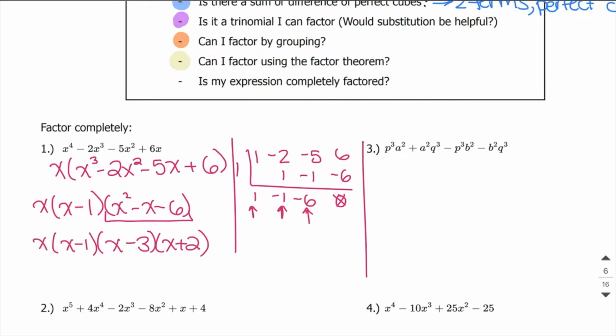Now I just have to ask myself, is my expression completely factored? How do I know if it is or not? I look at each factor separately. I can't do anything more with x. I can't do anything more with x minus 1. I can't do anything more with x minus 3, and I can't do anything more with x plus 2. So this is my completely factored expression.